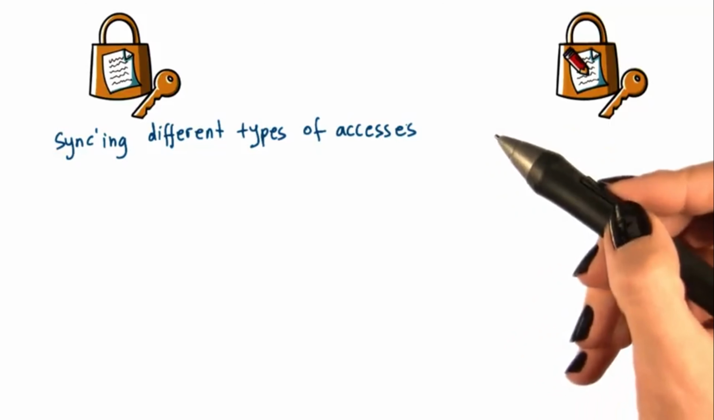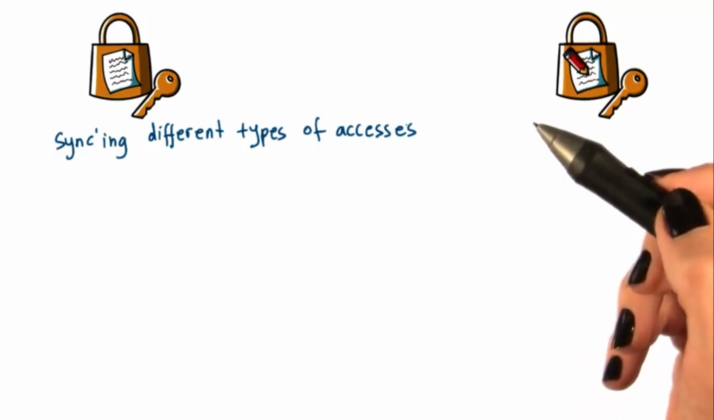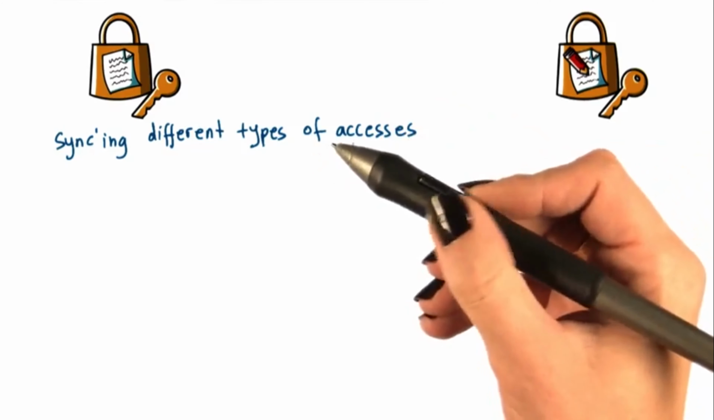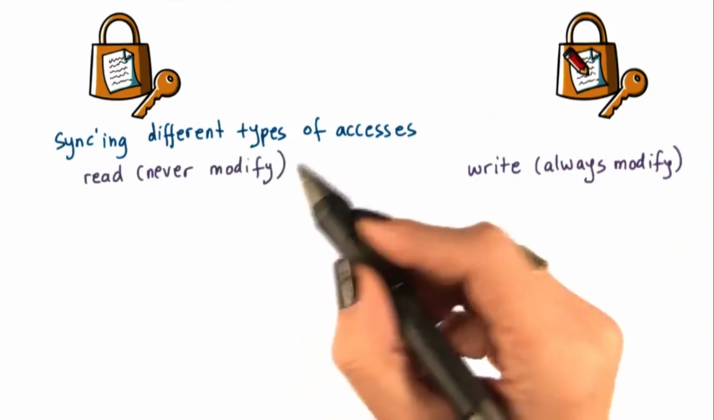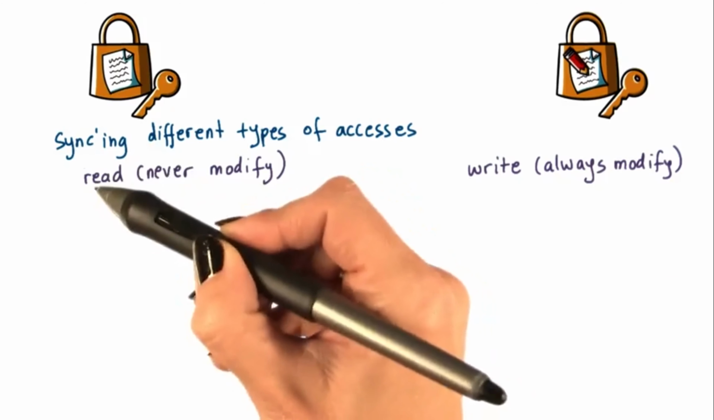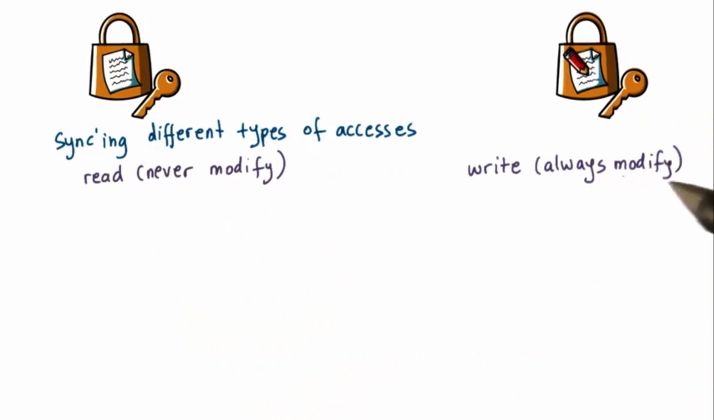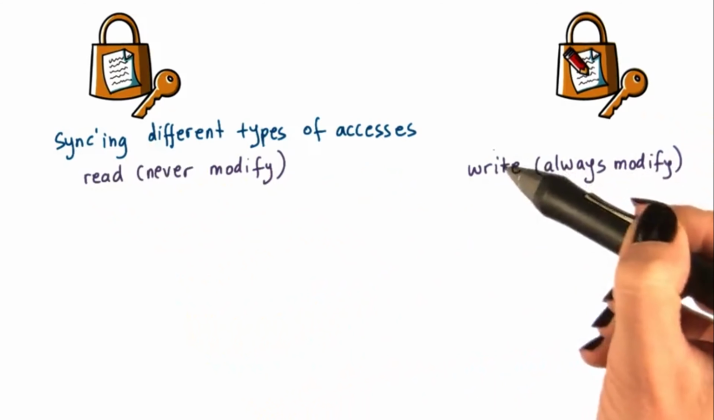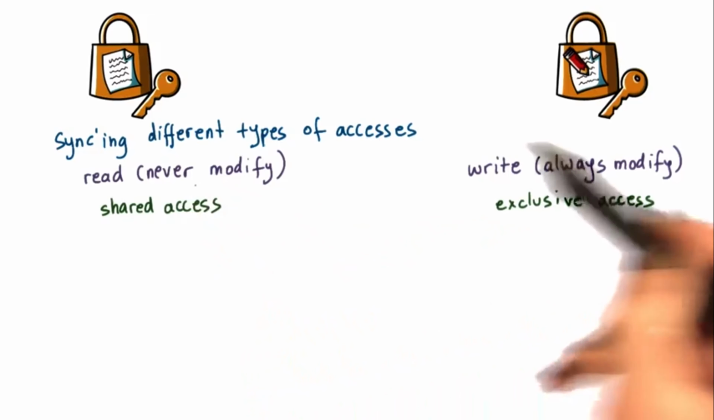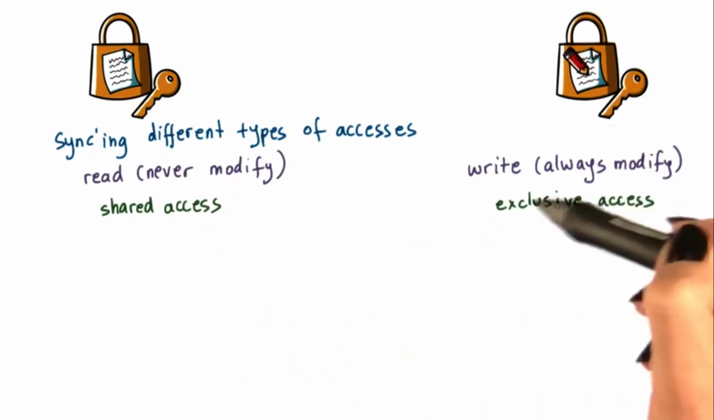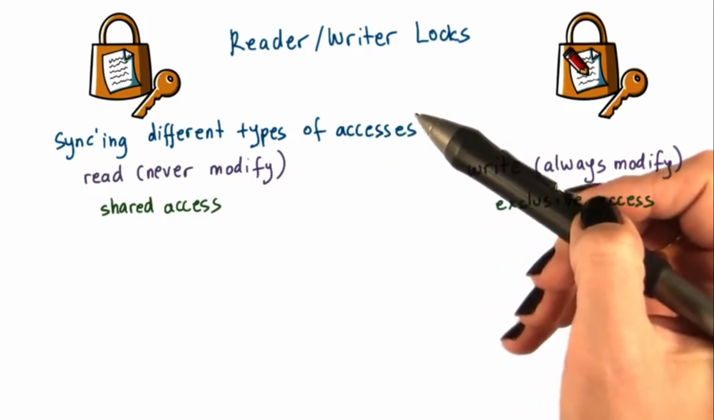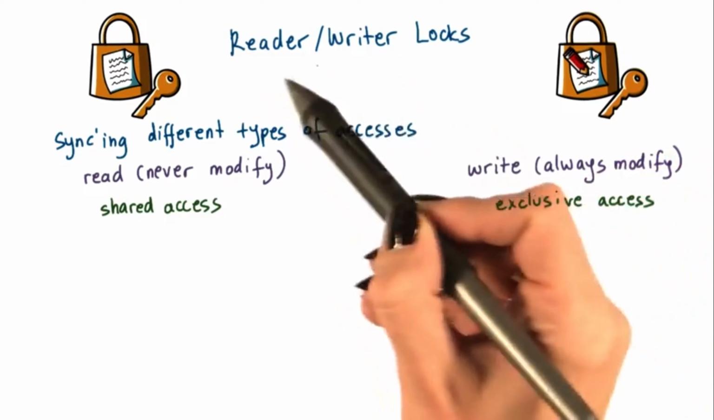When specifying synchronization requirements, it is sometimes useful to distinguish among the different types of accesses that a resource can be accessed with. For instance, we commonly want to distinguish those accesses that don't modify a shared resource, like reading, versus those accesses that do modify a shared resource, like writing. For the first type of accesses, the resource can be shared concurrently. For the second type of accesses, we require exclusive access. For this reason, operating systems and language runtimes as well support so-called reader-writer locks.